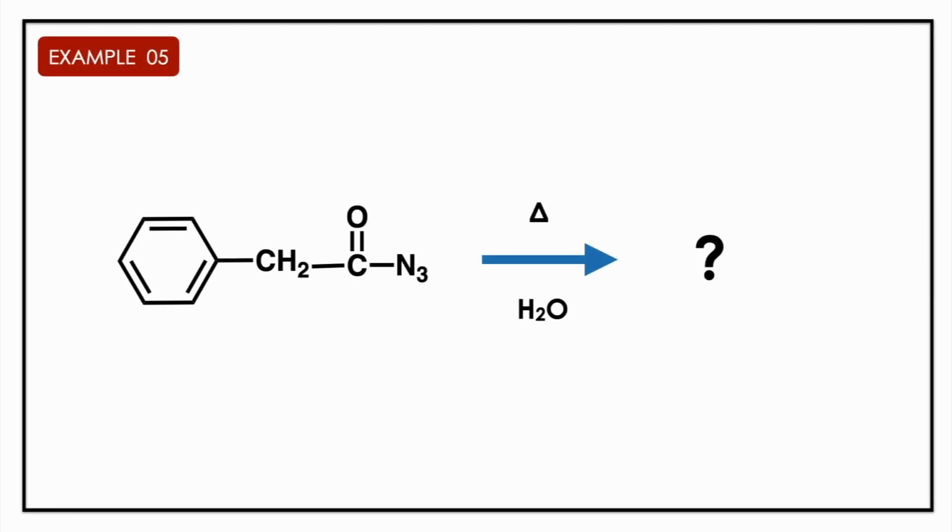Then the next example. Here you have a carbonyl. On one side you have azide, on the other side you have benzyl. You are heating it up, then using water. You should find what will be the final product.